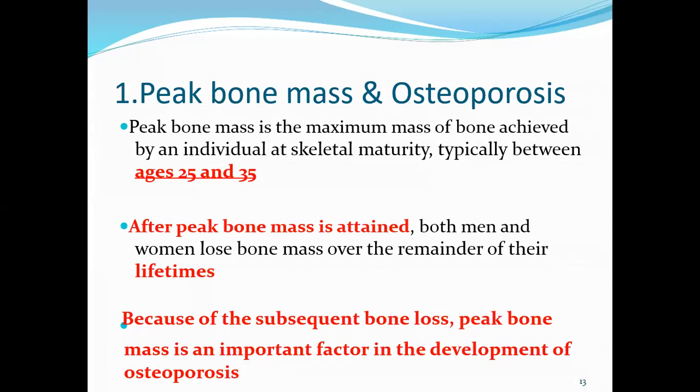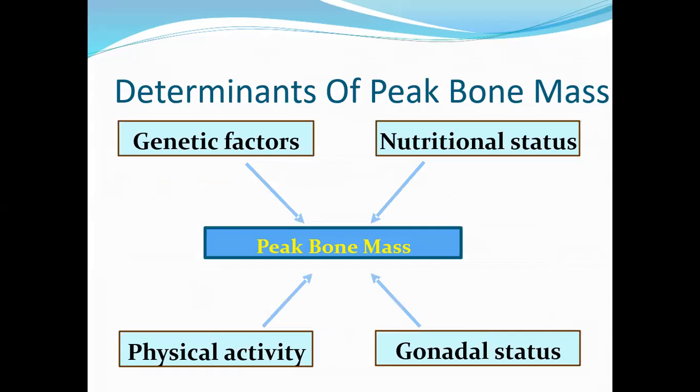That is, the peak bone mass is inversely proportional to osteoporosis. Means if peak bone mass increases, porosity decreases. If peak bone mass decreases, porosity increases. Now, various factors are responsible for this, such as the genetic factor.